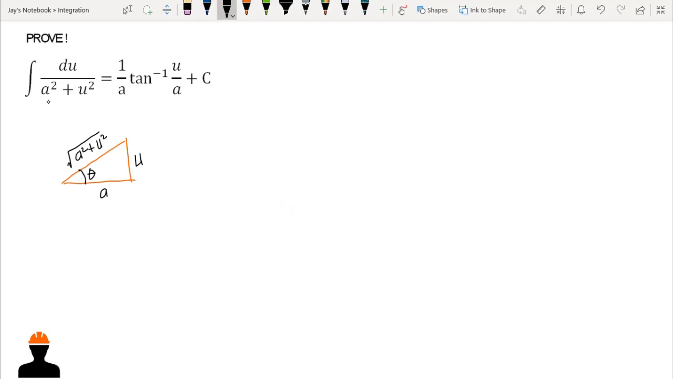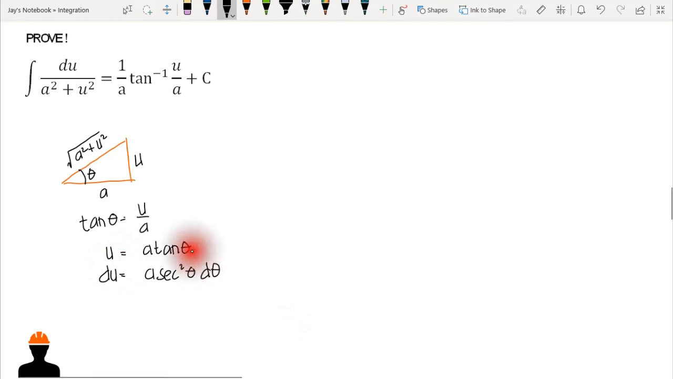Okay, so again, if we have a squared plus u squared, we can use tangent here, that is tangent of theta is equal to u over a, correct? And then we have u is equal to a tangent of theta. Now, our goal here is to eliminate all the u variables in our function. So, since we have the differential of u here, we need to get the derivative of u. That is, du is equal to a secant squared theta d theta. This is from your differential calculus.